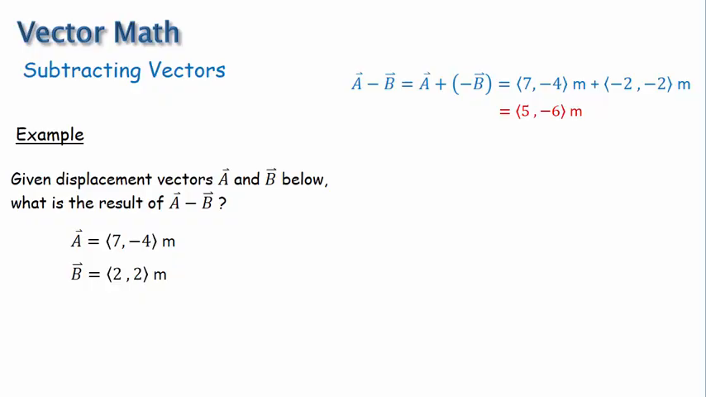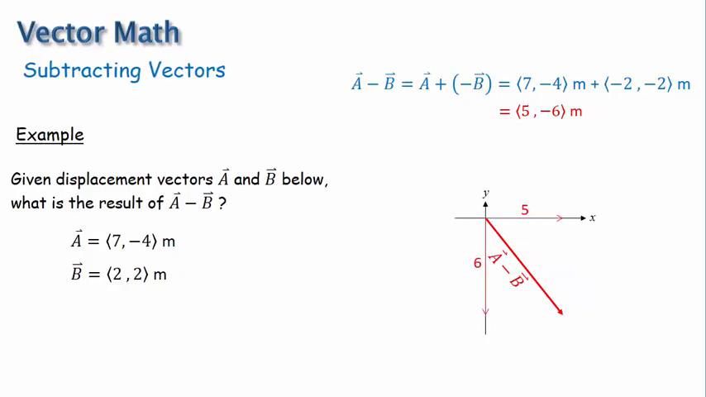Let's check this graphically. First, draw one of the vectors. I'll draw a first. Then I'll add the negative of b, which gives us this resultant vector, which if we put the vector on a coordinate grid, agrees with the numeric answer we just found.